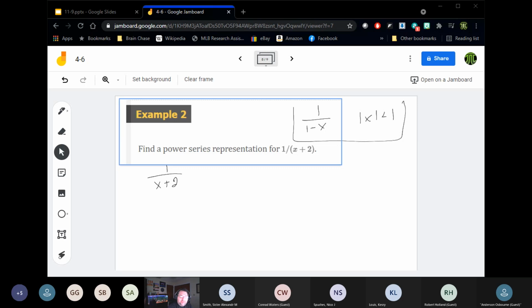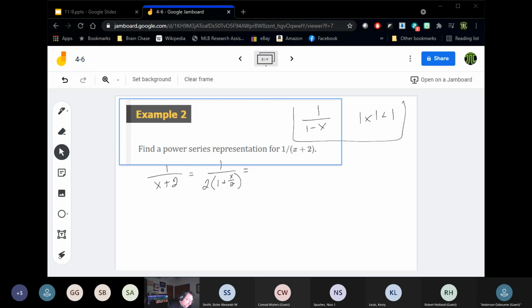So in this one, the first thing I'm going to do is I need to get the number in front, and I need to get the 1. So I'm going to take out the 2, and I'm going to change this to 1 plus x over 2. Does that part make sense? Yeah, you just divided everything by 2.